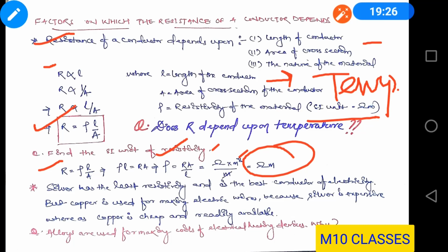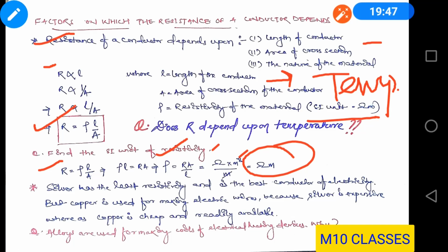Now there are two reasons for it. First of all, alloys provide appreciable resistance, for which the heat produced will be more. We are going to discuss it in the heating effect of electric current. Second part, which is also important, is that it doesn't get oxidized easily.